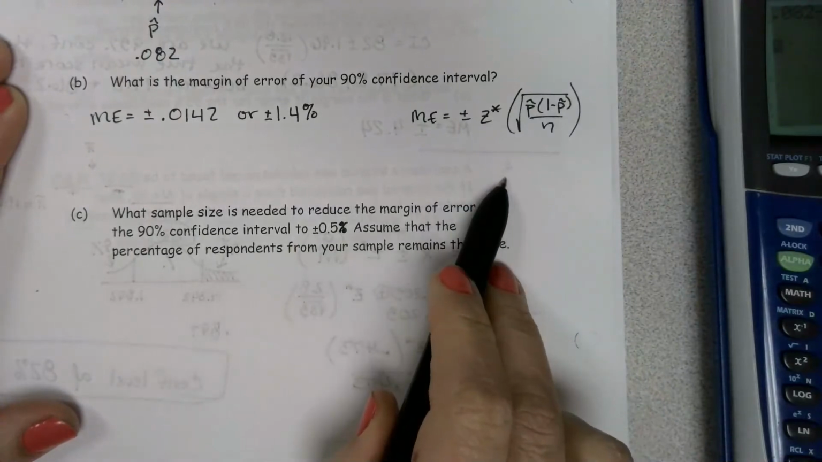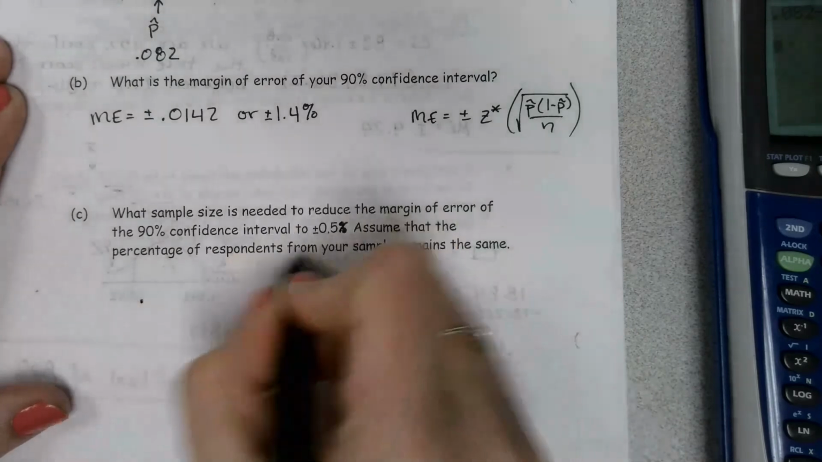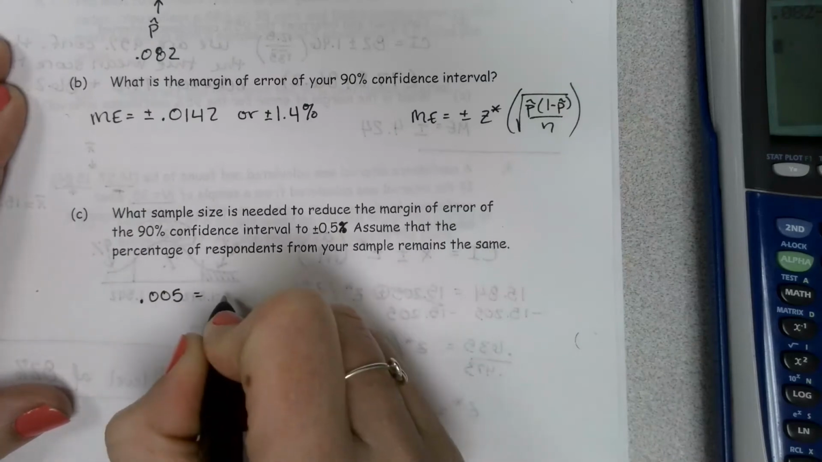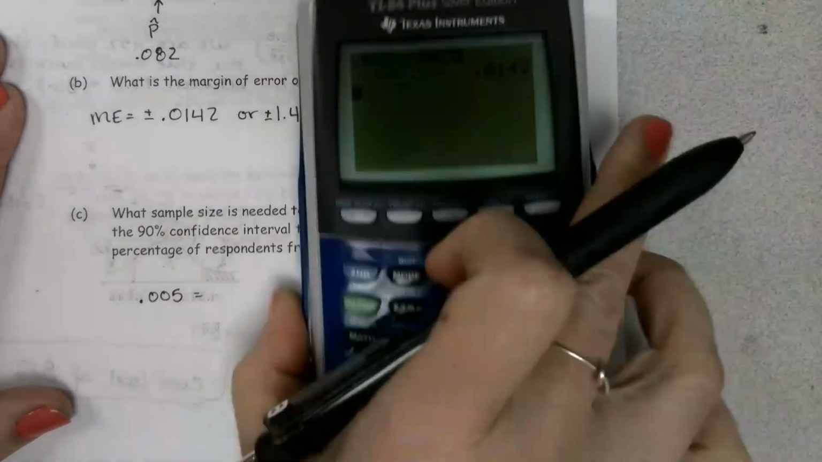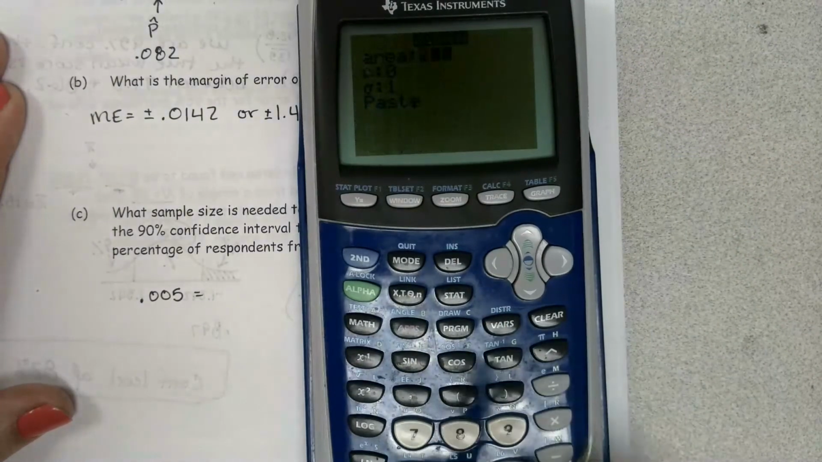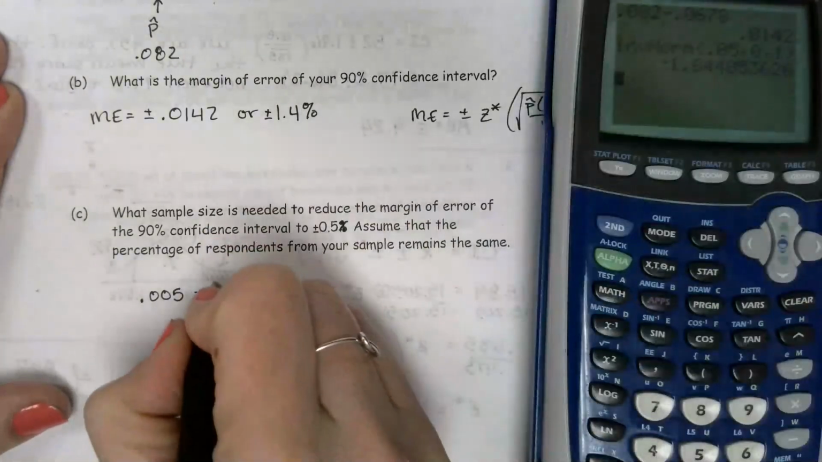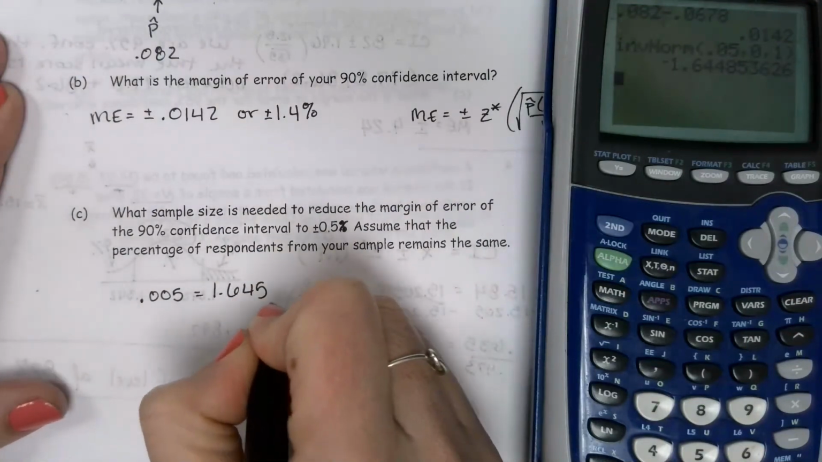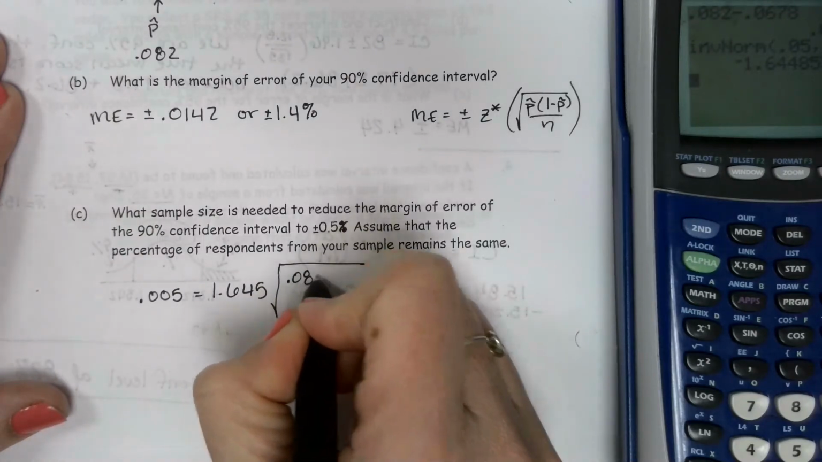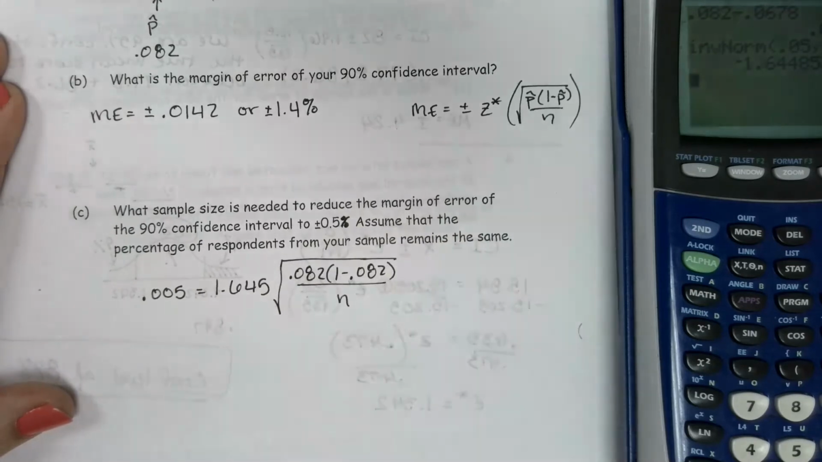So using this formula, we now want our margin of error to be, if it's 0.5%, we have to put 0.005. And my critical value for 90%, I've got to calculate. So 1.645. Then my p hat was 0.082, 1 minus 0.082, and ultimately we are trying to solve for n.